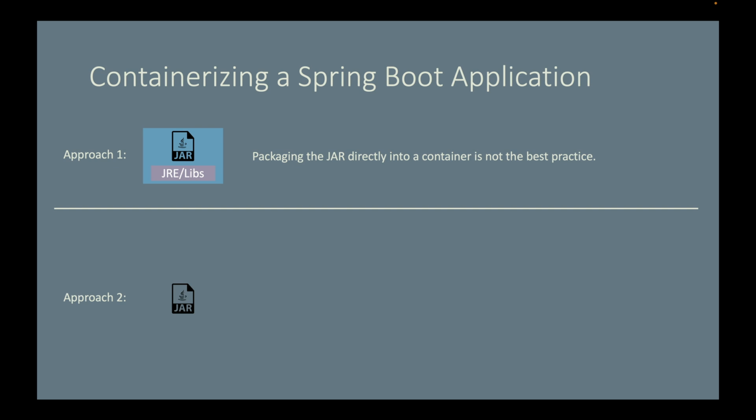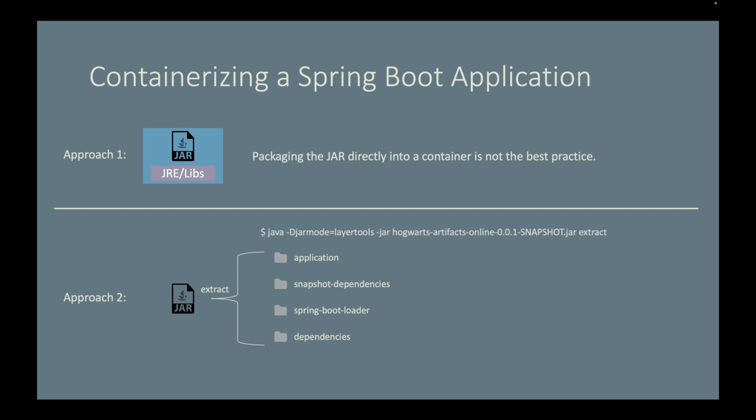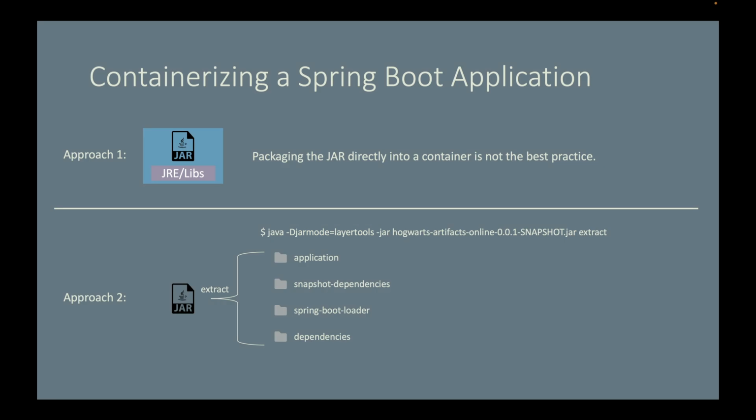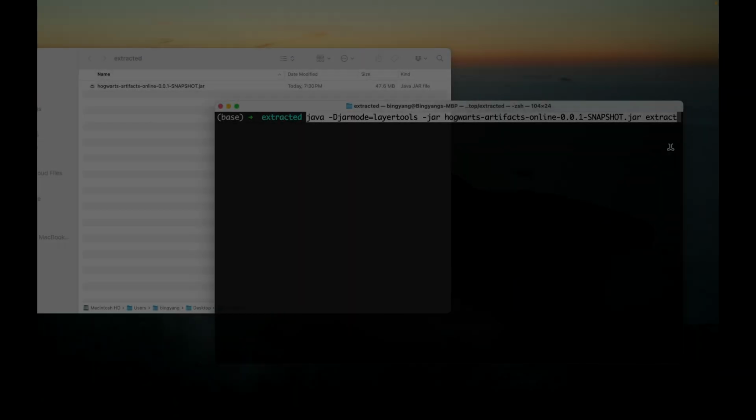First, let's extract the executable jar file and allocate its classes and jars into different layers or directories. This is done by this command. Please note, this command launches this jar with a layertools jarmode. That is, it extracts the 4 layers from the hogwarts-artifacts-online-0.0.1-SNAPSHOT.jar for image creation. It is not running the application. So let me demo this to you.